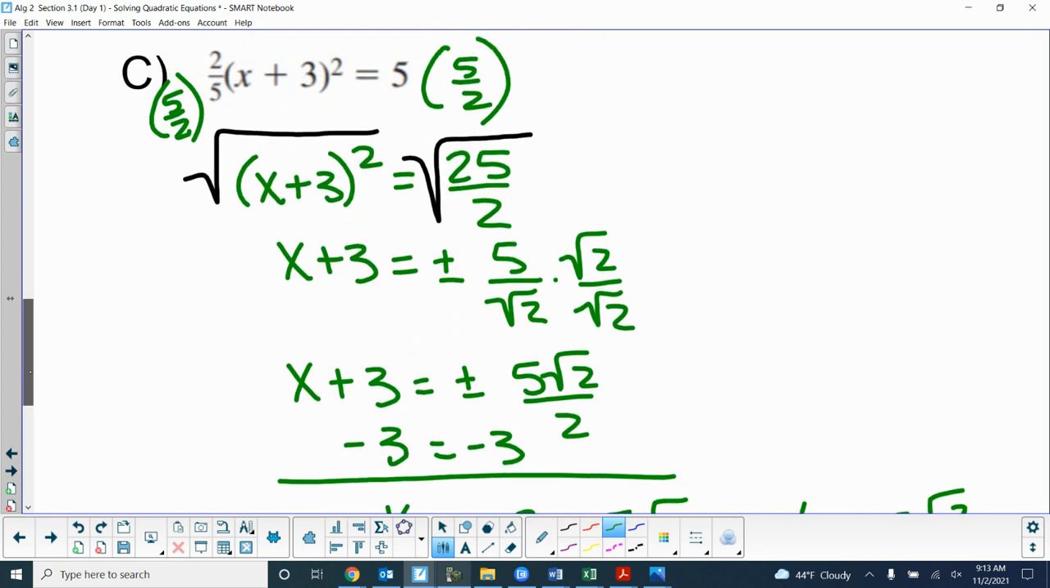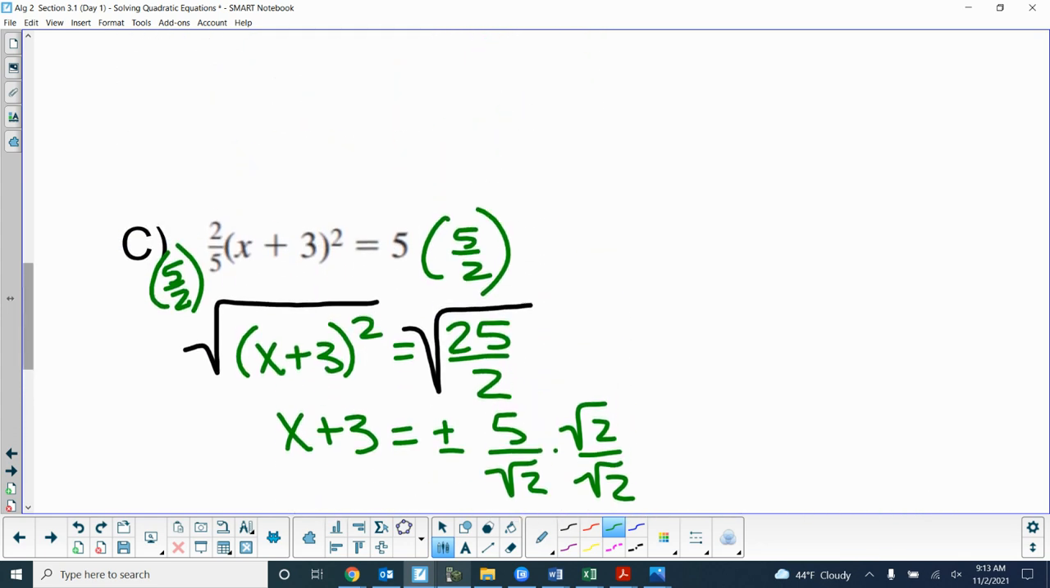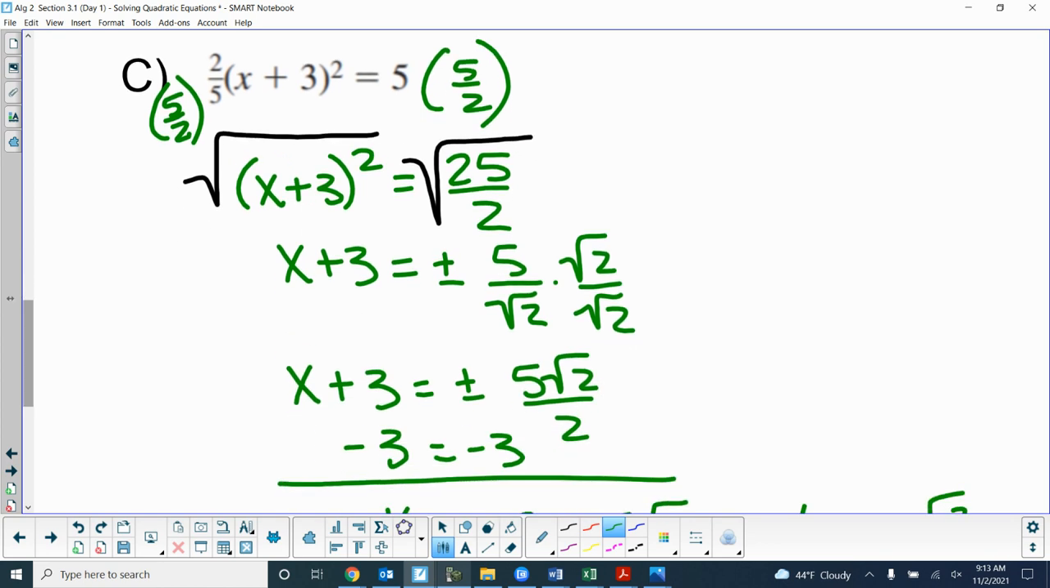So we started out with this 2/5 in front. We moved it over by multiplying by the reciprocal. We got the 25 halves. And we took the square root of both sides, and we got x plus 3 is plus or minus 5, the square root of 25, over the square root of 2. We simplified it and subtracted the 3 over, and then finished simplifying.